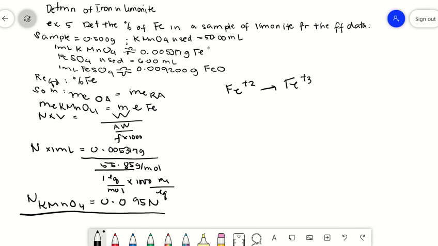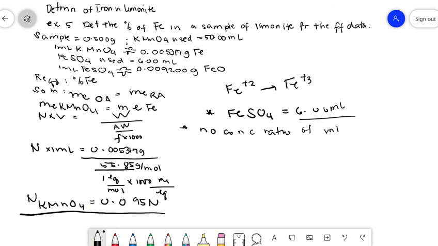Now, we have another data. Take note that there is a ferrous sulfate volume. We made use of 6 ml, which is used in back titration. So we have to get the net milliequivalence, just like in the previous computation in acidimetry and alkalimetry. There is no concentration ratio of ml ferrous sulfate to ml of KMnO4, so we therefore get the net milliequivalence.